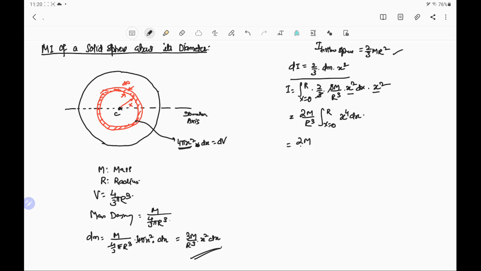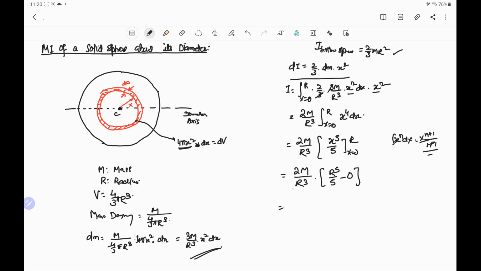We will integrate it. It will become x raised to the power 5 by 5, using the formula integral x raised to power n dx equal to x raised to power n plus 1 by n plus 1. And put the limit x equal to 0 to capital R. It will give 2m by r cube into, first upper limit r raised to the power 5 by 5 minus lower limit, which is 0. And r cube will be cancelled from this, leaving only 2 by 5 m r square. So this is the moment of inertia of a solid sphere about one of its diameters.